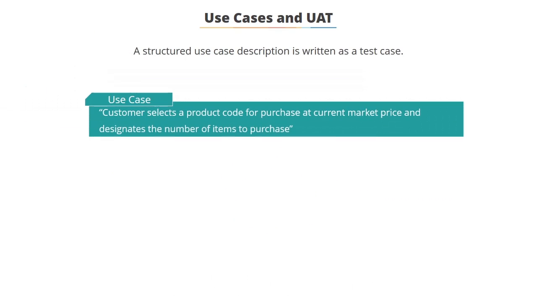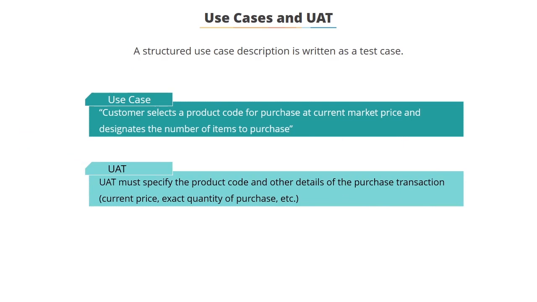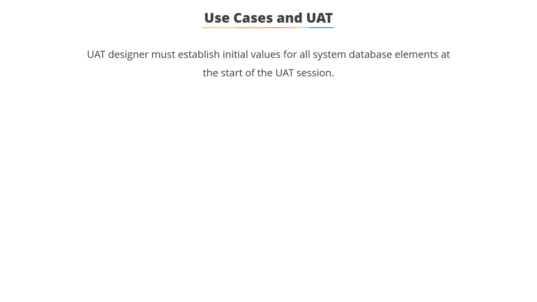If the use case says customer selects a product code for purchasing at the current market rate, the user acceptance test must specify what the product code is and what the current market rate is so that you can perform the test correctly. So the designer of the user tests must establish initial values for all of the database elements at the start of the UAT.